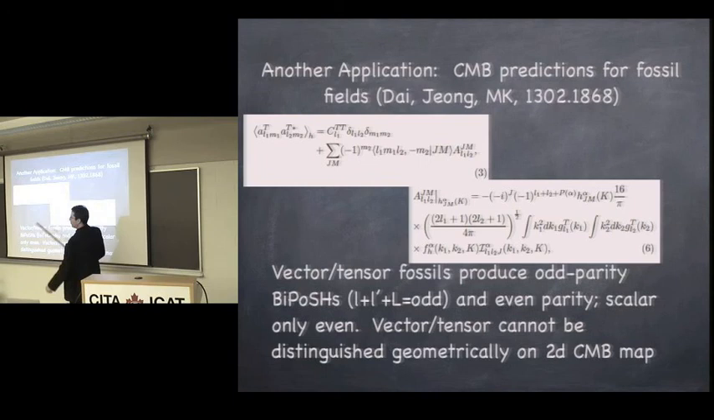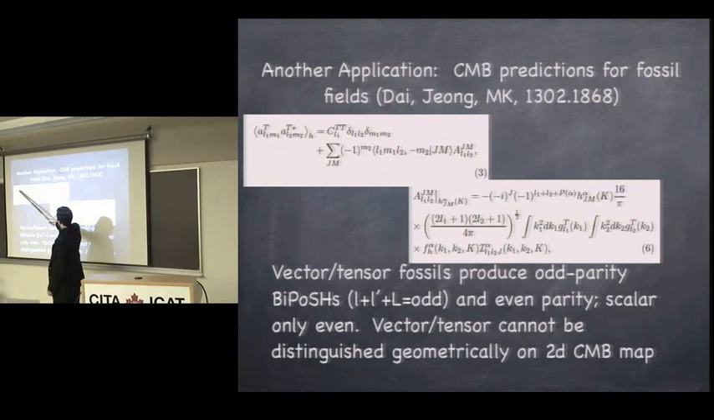If my observables live on the surface of a two-sphere, I don't have the same geometric power that I have in three spatial dimensions. So what you find is that vector and tensor fossils produce odd-parity bipolar spherical harmonics. Everybody know what bipolar spherical harmonics are? Getting late. If you want to know, of course, ask me. Anyway, bipolar spherical harmonics are actually pretty simple.